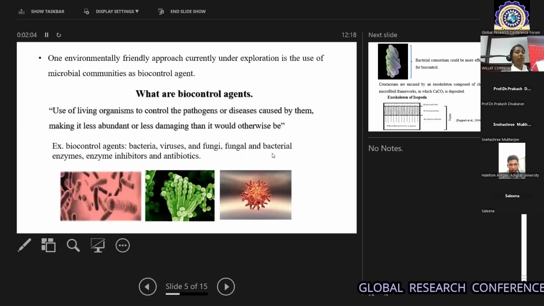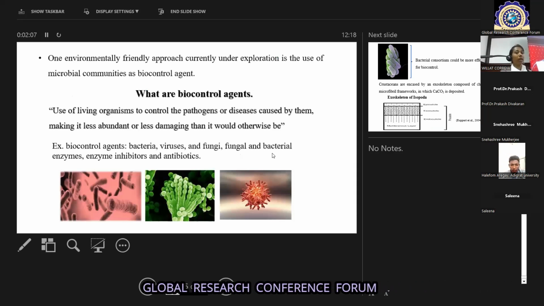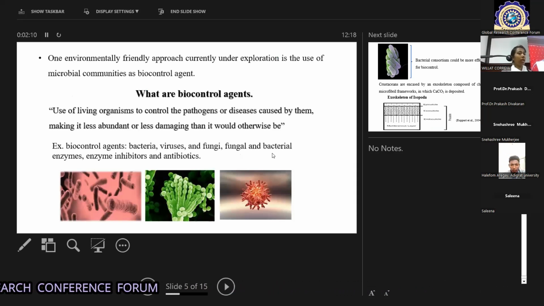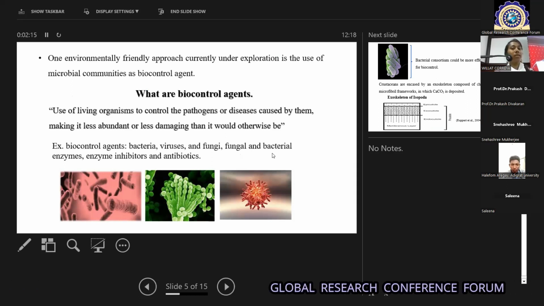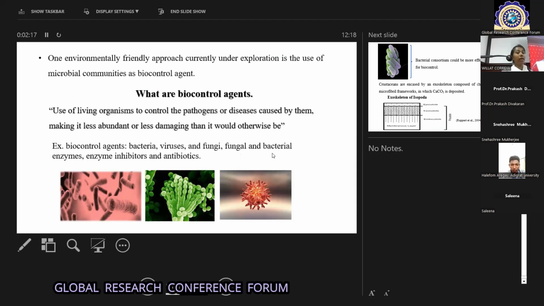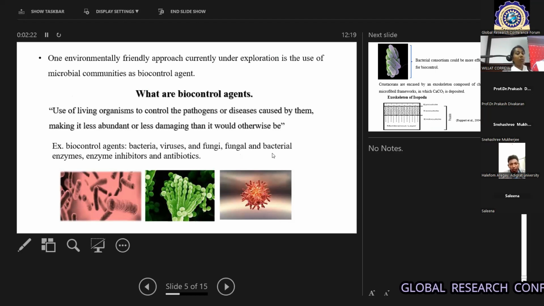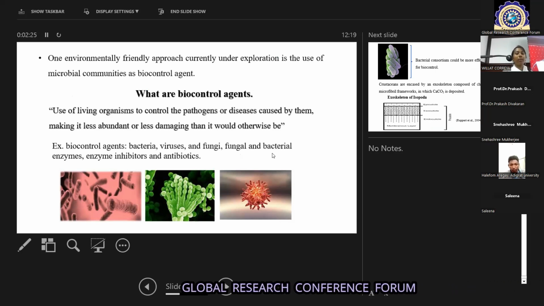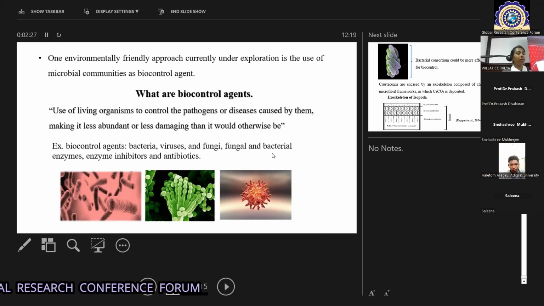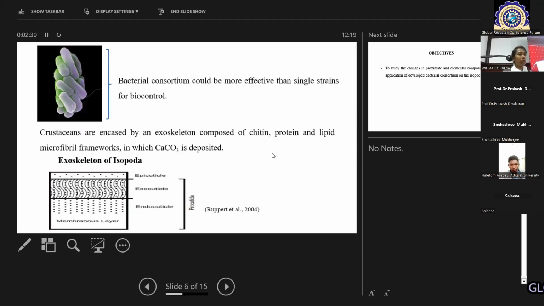One environmentally friendly approach currently under exploration is the use of microbial communities as biocontrol agents. Biocontrol means the use of a living organism to control pathogens or the diseases caused by them, making them less abundant or less damaging than they would otherwise be. Bacteria, viruses, fungi, fungal and bacterial enzymes, enzyme inhibitors, antibiotics, etc. come under biocontrol agents. My aim was to prepare a bacterial consortium, and studies have shown that a bacterial consortium could be more effective than single strains for biocontrolling these parasites.